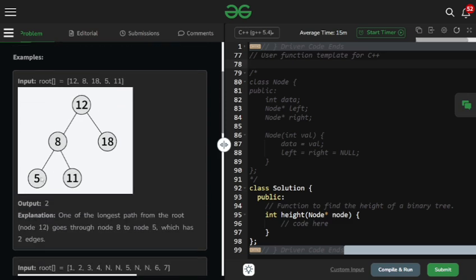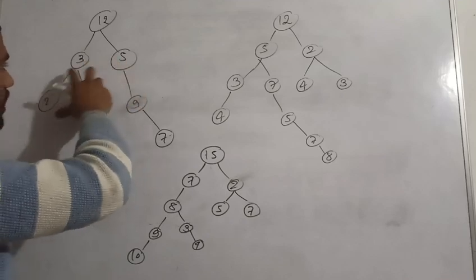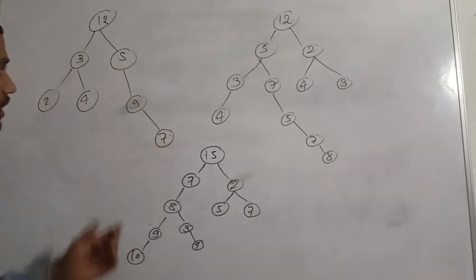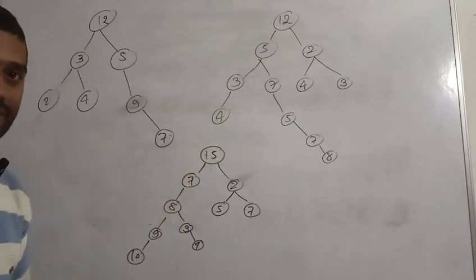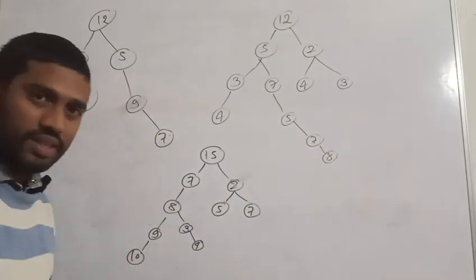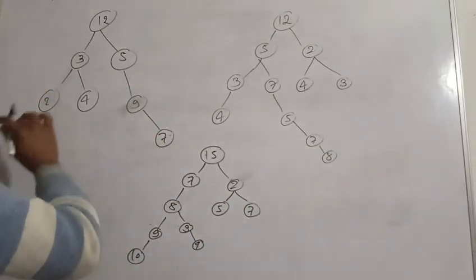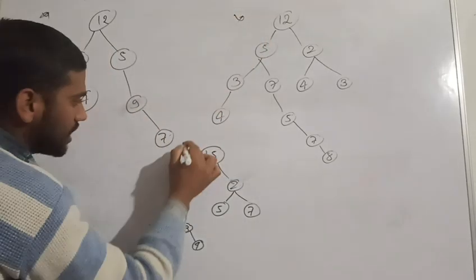Okay. Now this binary tree has been given. First of all, let's demonstrate this, then we'll write the code for it. Here is some tree, and here we'll see the longest path of the tree. The longest path of the tree is the height. Height is nothing but the longest path of the tree. Here I have taken three examples.